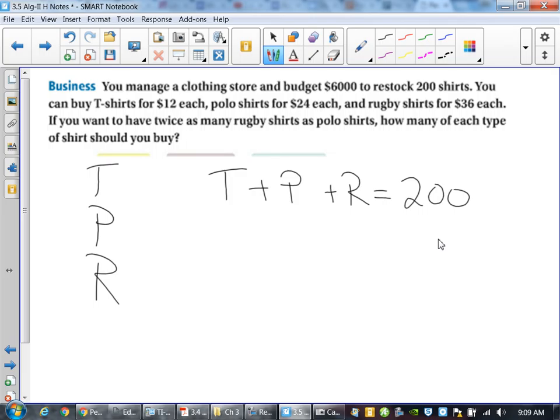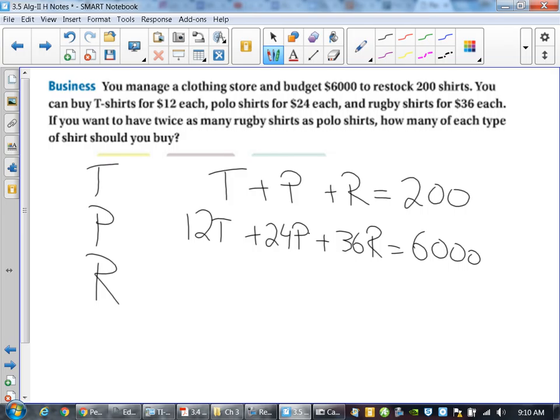So the next equation you would write would be 12t plus 24p plus 36r equals 6,000. Yep, that's exactly where I was going. Very good. And there's one last thing. Here's a big hint, ladies and gentlemen. How many variables are there? 3. How many equations do you think you should have? Is that a coincidence, do you think? No.